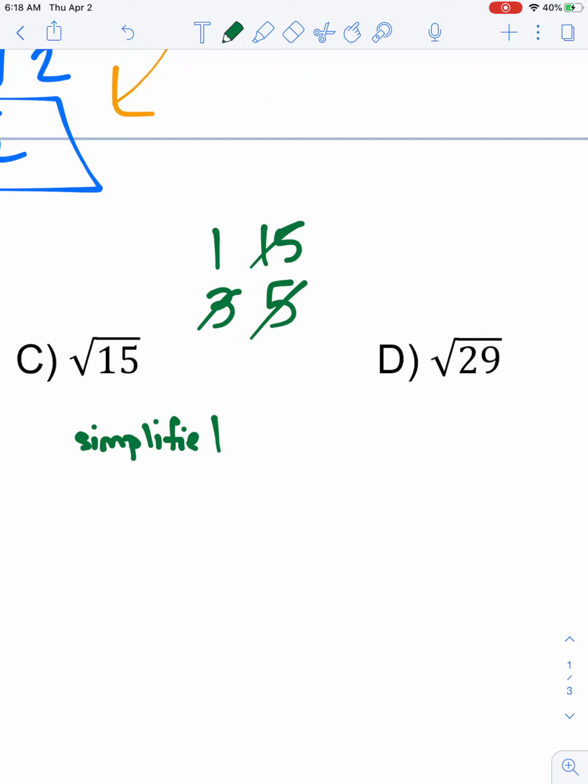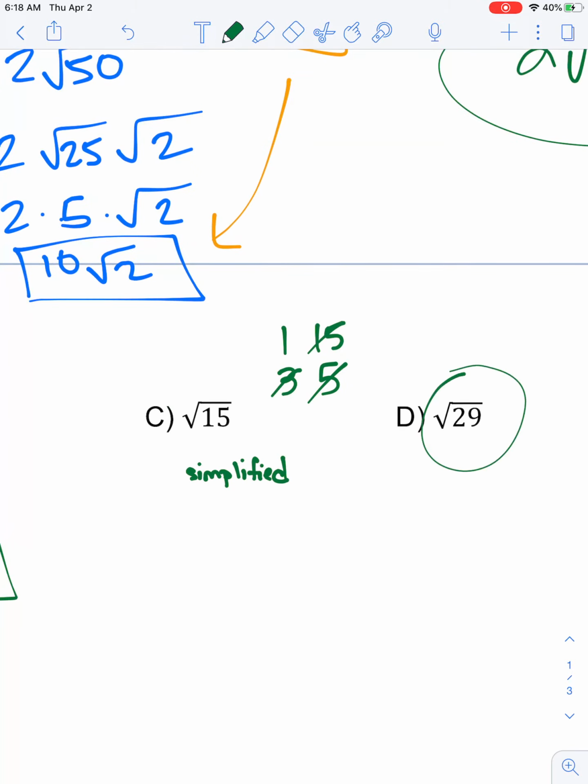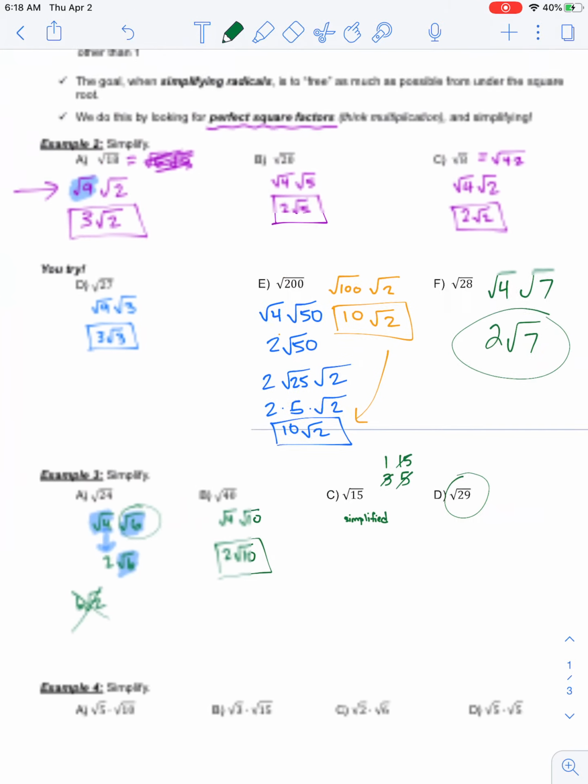Root 29, same thing. 29 does not divide by 25 or 16 or 9 or 4. The only number on that list that it can divide by is a 1. And also 29 is prime. So if the only factors are 1 and itself, then since 29 is not a perfect square, there's nothing to do there either. So that is also simplified. Root 29 just stays root 29.